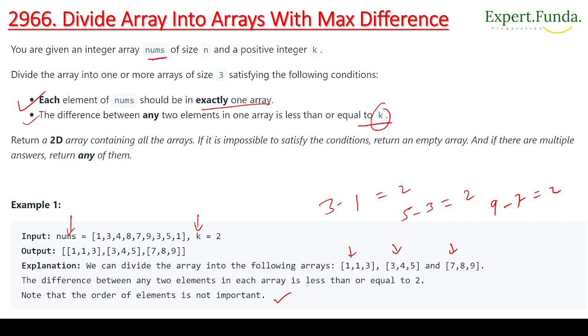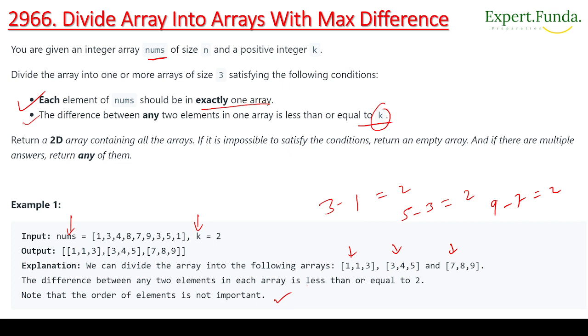So now you have understood that the goal of the problem is to find a valid partition, or to determine that no valid partition exists. If a valid partition exists, the algorithm should return the array that contains all the arrays. If there are multiple valid solutions, any of them can be returned. Each element of nums is in exactly one subarray, and the difference between any two elements in the subarray is less than or equal to k. nums is of length n, and n is guaranteed to be divisible by 3.